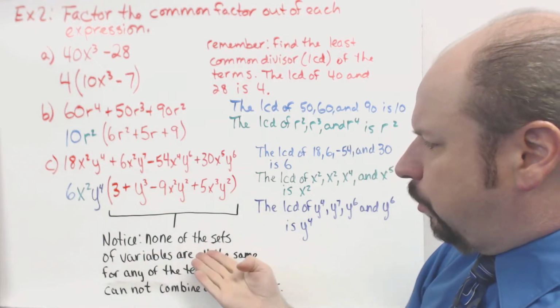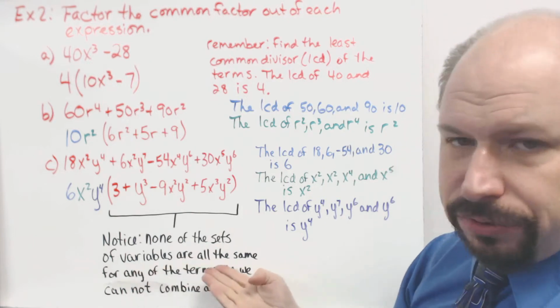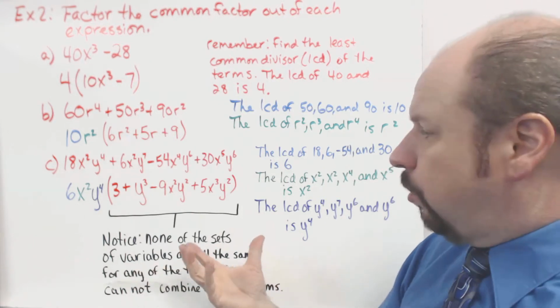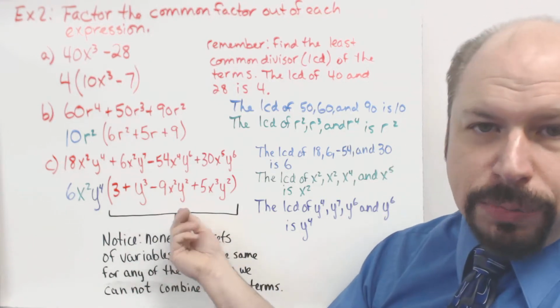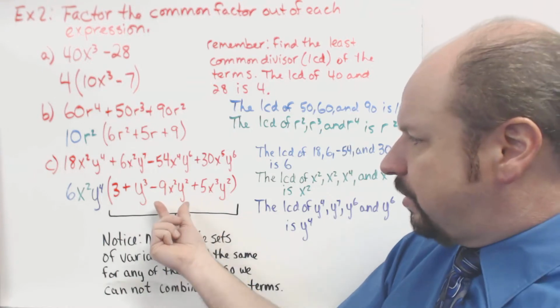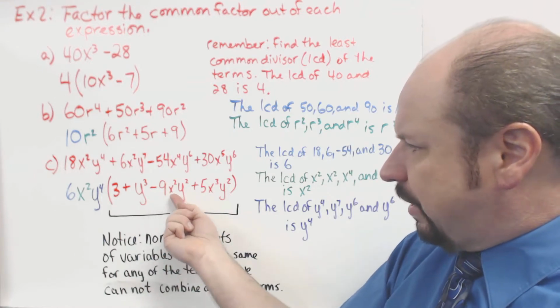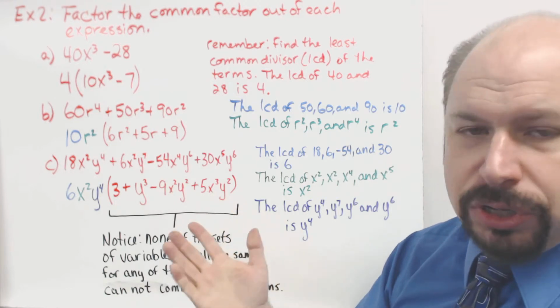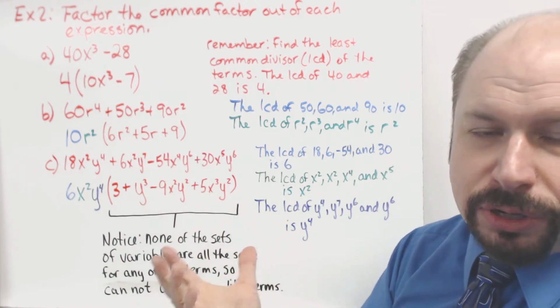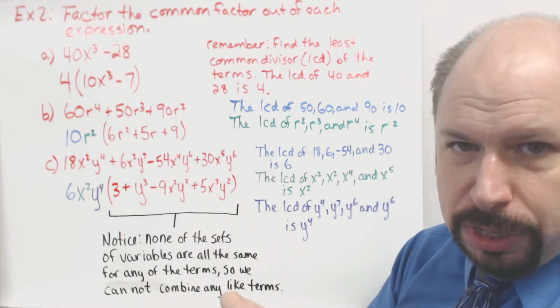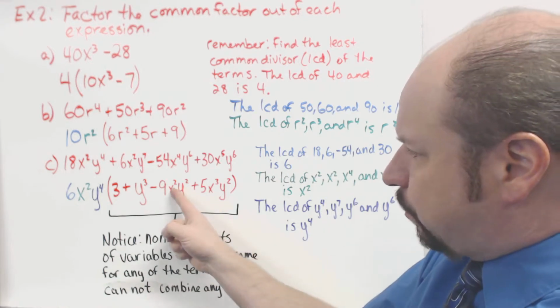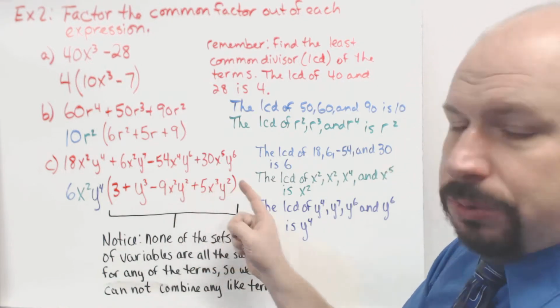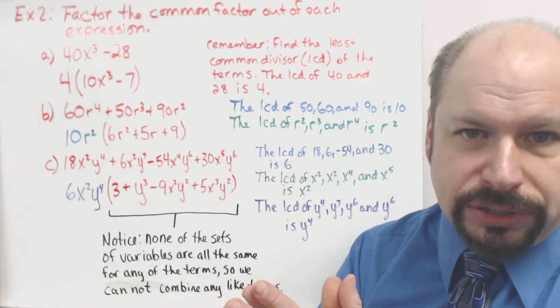One thing that you will notice here is that none of the sets of the variables are the same. So there might be a temptation to try to combine some of these terms, but since, for example, this is x squared and this is x cubed, we can't combine those terms. They're different terms, so they don't combine. Only if this was x squared y squared and this was x squared y squared would those combine together.